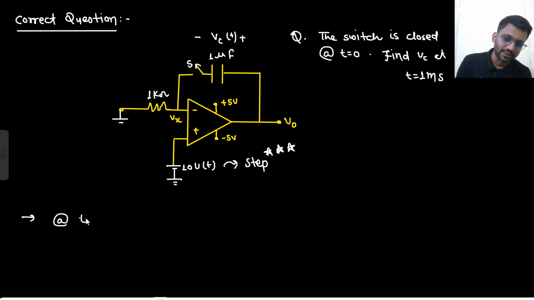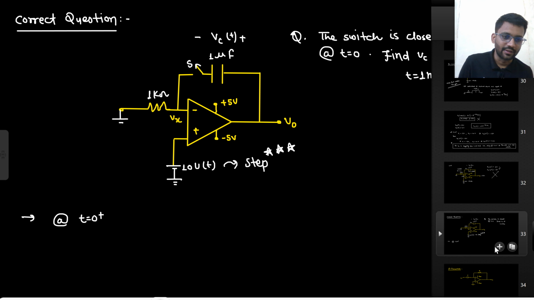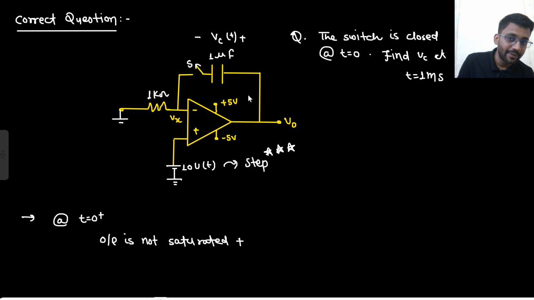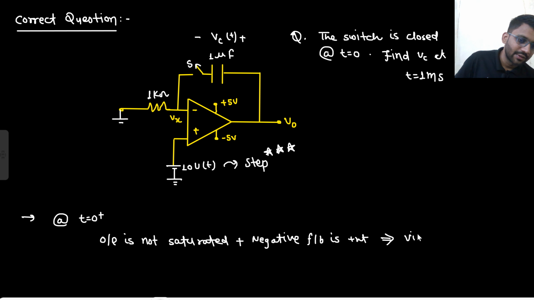At t equals to 0 plus. I guess I will need to add one more page. At t equals to 0 plus, output is not saturated, plus negative feedback is present. Why negative feedback is present? Because this switch is closed. If the switch is closed, that means negative feedback is there. What does that mean? That virtual short is valid.